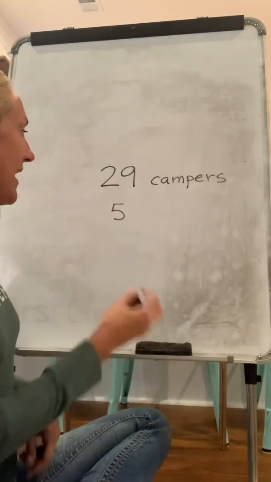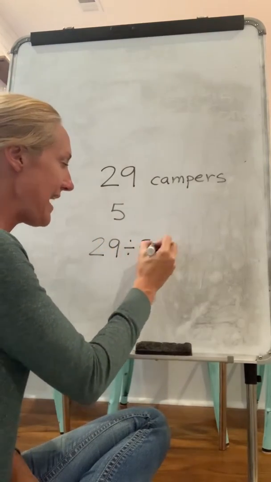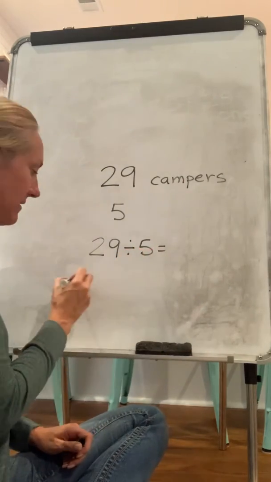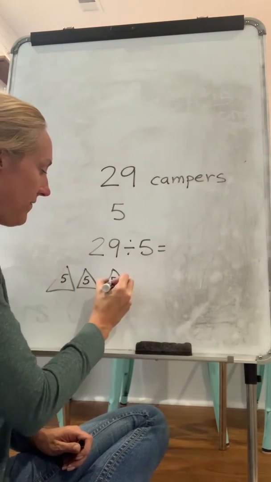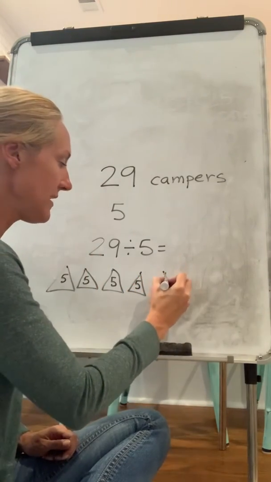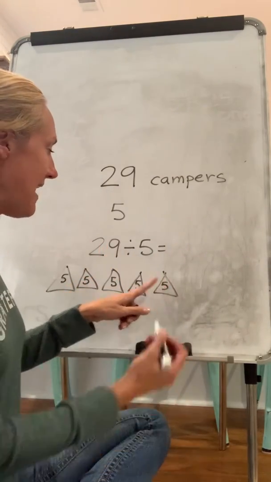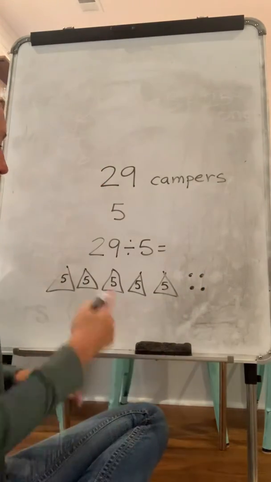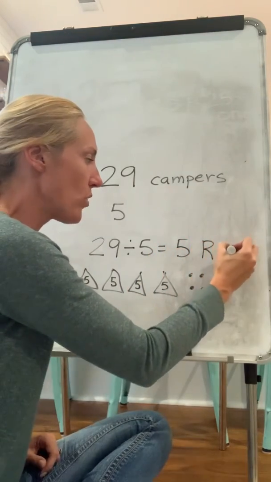So let's see. Okay, well, if I need to, I can draw it, right? So I have 29 divided by 5, and we're trying to figure out how many tents we're going to need. Okay, well, let's start with 1 tent. That's going to be 5, 10, 15, 20. We have to get up to 29. 25. Another tent would be 30. That's too much. So we're at 25, and then we're going to have 26, 27, 28, 29. So we're going to have 5 tents of 5, and then we're going to have a remainder of 4 campers.